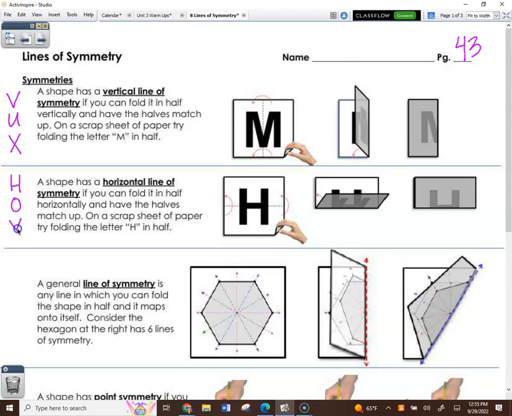This would be POI. So POI VUX is going to help you when you're having to write the equations of the lines of symmetry.